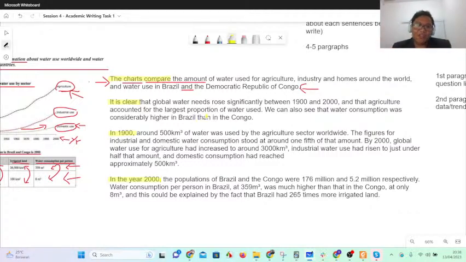Okay, so it is clear that global water needs rose significantly between 1900 and 2000, and that agriculture accounted for the largest proportion of water use. We can also see, and not only that, right, we wrote it differently. Here we use it, here we use we. We go back to subject, but we refer it to the observer, right? Not the chart again. So in three sentences, the starts of the sentences are all written differently.